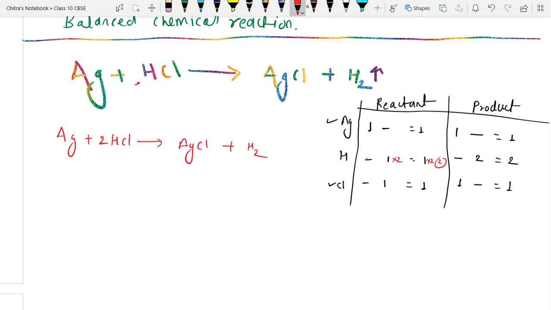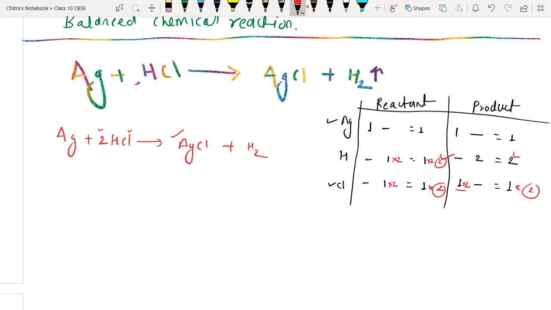Now hydrogen is balanced, but in order to balance the hydrogen we have multiplied by 2, so the total number of chlorine will also increase now. Chlorine also doubled because it is along with hydrogen. So the total number of chlorine on the reactant side will be 2 now, but on the product side we have only one. So here we have to again multiply by 2. So 1 into 2 will become 2. Now our chlorine is balanced.